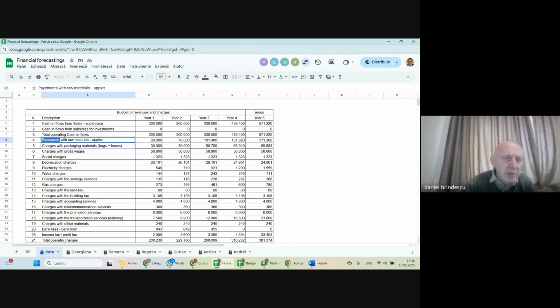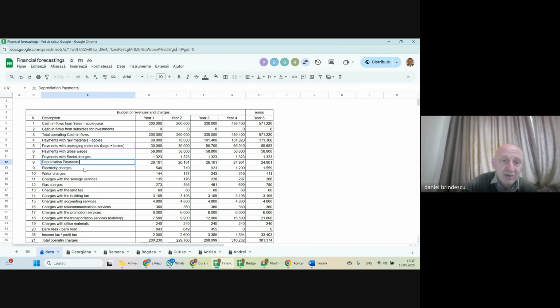I don't remember whether payments is written with an E or without an E. Please correct me. If it's without an E. So payments with raw materials, in the same manner, payments for, of course, the packaging materials, payments with gross wages, payments for social charges.